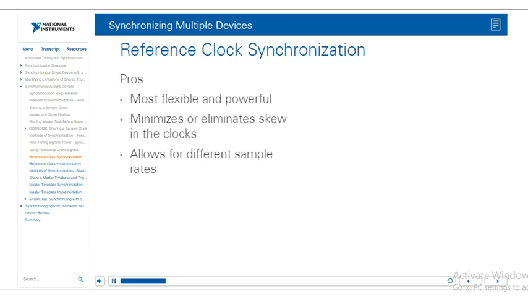Some pros and cons of using reference clock for synchronization. The pros: it is the most flexible and powerful method. We can minimize or eliminate skew in clocks because they're basically phase locked looped to the onboard oscillator. We can also allow for different sample rates, because we're using that same clock, we can derive our own sample rate from that.